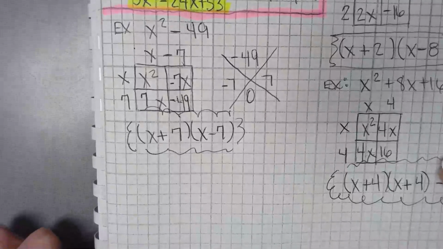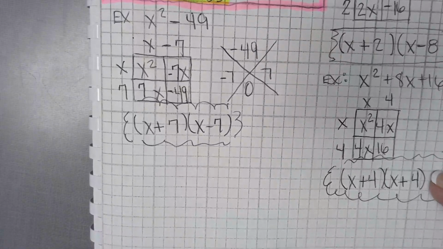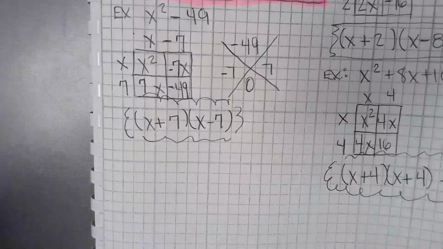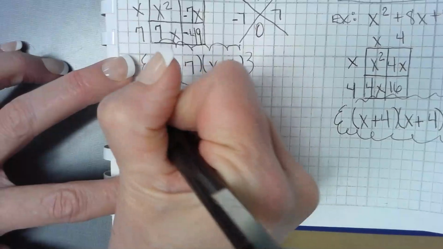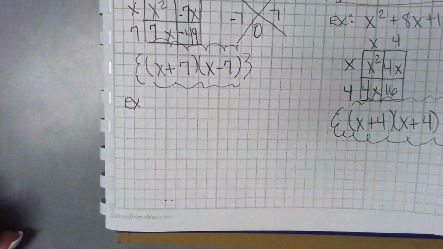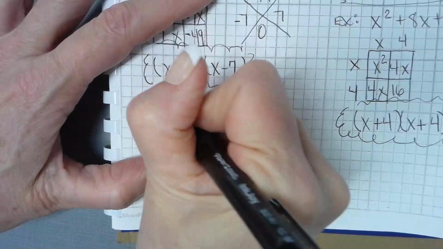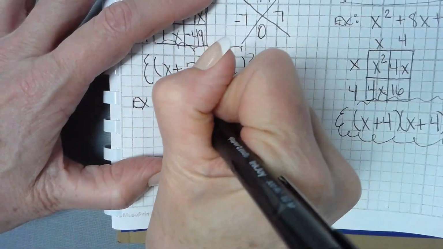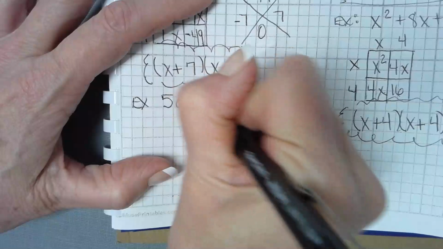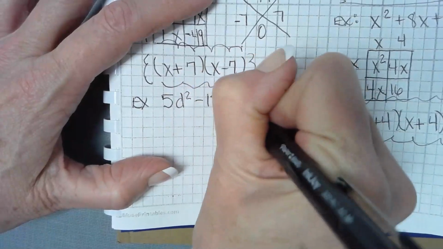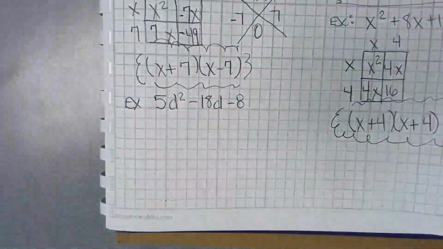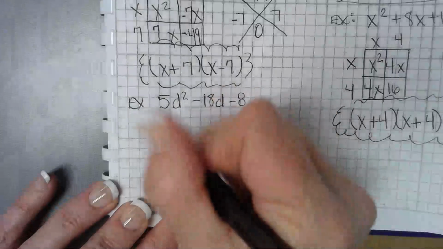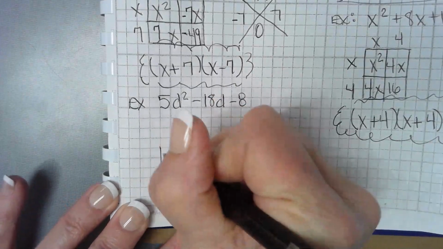Okay, let's do one last one, and then we'll do some practice on the whiteboards. Okay. 5d squared minus 18d minus 8. I'm going to save some room. Just come way on down here.